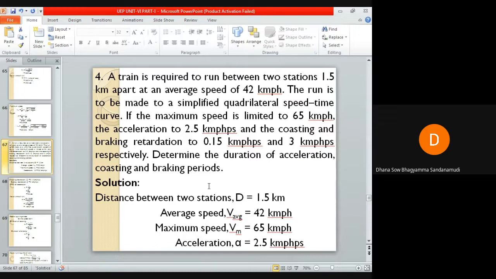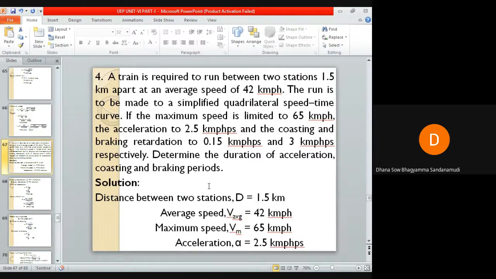Two retardations are given here. Two beta values are given here. One is coasting beta and another one is braking beta. So let us differentiate between these two retardations with some notations. Let us assume beta c is the coasting retardation. Beta c is equal to 0.15 kilometers per hour per second. And let us assume the braking retardation is beta. So beta is equal to 3 kilometers per hour per second.